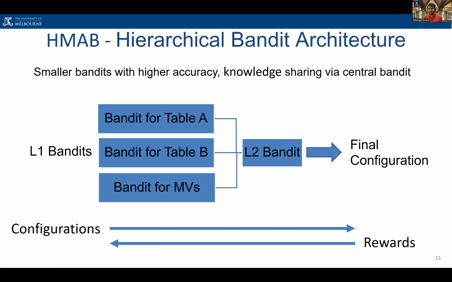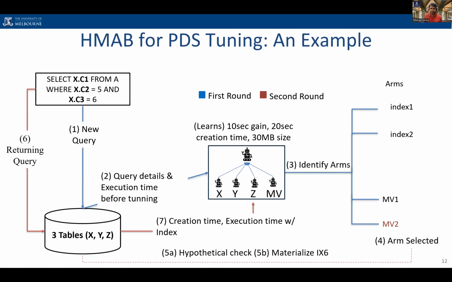The L2 bandit uses recommendations provided by the L1 bandits as arms and selects the best PDS configuration based on those arms. Configuration flows from left to right, whereas the reward that we get from creating those configurations will be backtracked into the L1 bandits via the L2 bandit. So let's further understand this using an example.